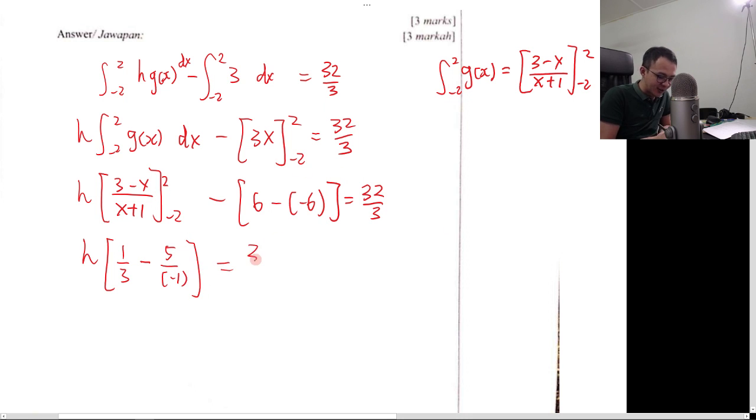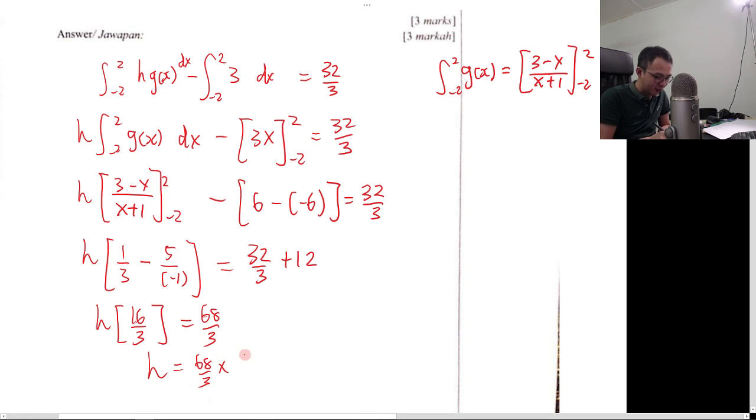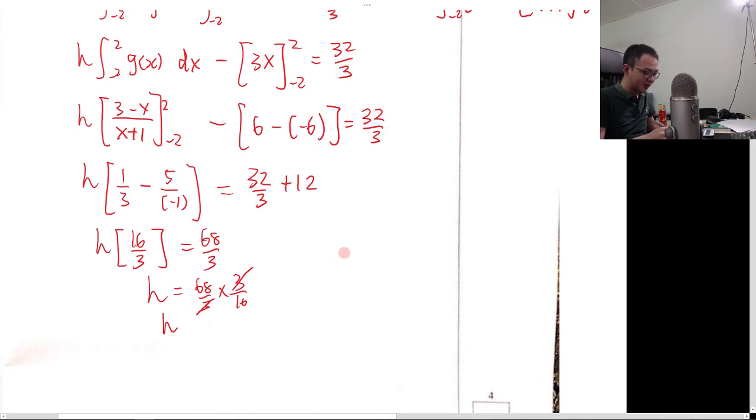The 12 I'm going to move to the other side, 32 over 3 plus 12. Alright, so over here I just need to solve this one by using the calculator or whatsoever tool you like. This one will be plus, right? Plus 5 is 16 over 3. Alright, here I will plus 36. 36 will be 68 over 3. So h will equals to 68 over 3 multiply 3 over 16. So I will simplify it and I will need a calculator. 68 divided by 16, I don't think we can get a whole number from here. Yeah, h will just equals to 17 over 4.